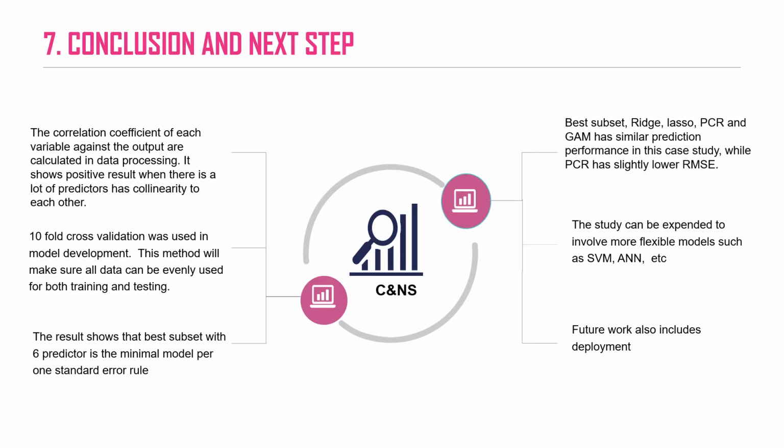In conclusion, this project begins by data processing. The data is cleaned by checking correlation to sales prices and removing outliers. All the models are developed using the 10-fold cross-validation method. The results show that best subset with 6 predictors is the minimal model by the 1 standard error rule. Best subset, ridge, lasso, and PCR have similar prediction performance in this case study, while PCR has a slightly lower RMSE. Perhaps future studies can expand on more flexible models such as SVM and ANN, and next steps should include deployment.